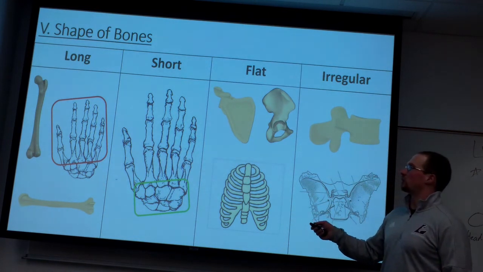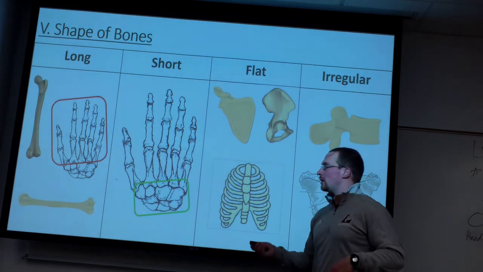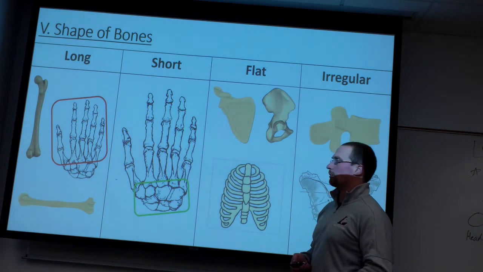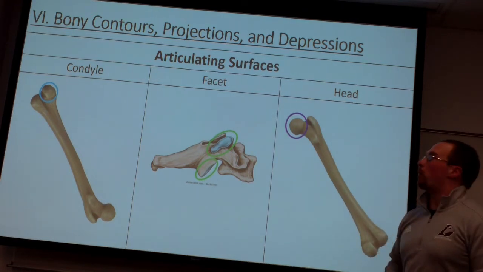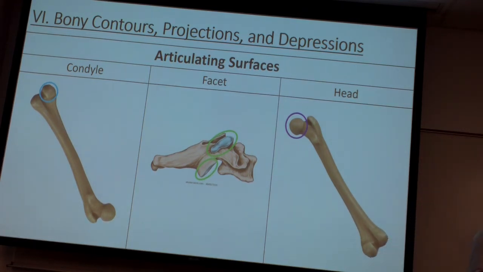So those are, again, our general shape of bones. I'm not going to quiz you on it. I'm just going to have a general idea of what those are about. All right, last section here. Talking about bony contours, projections, and depressions.